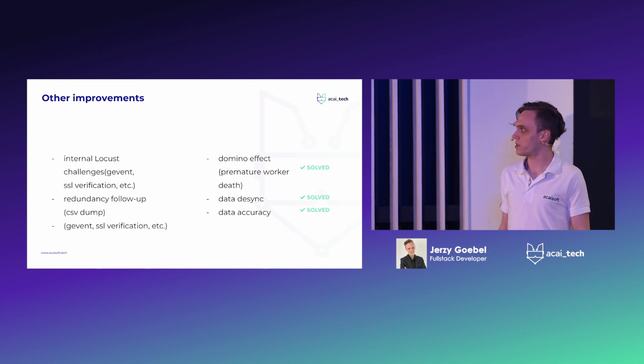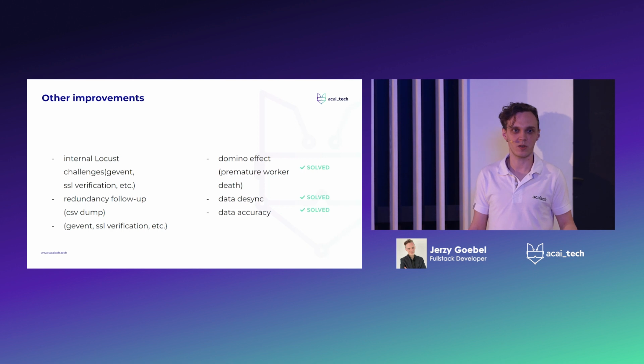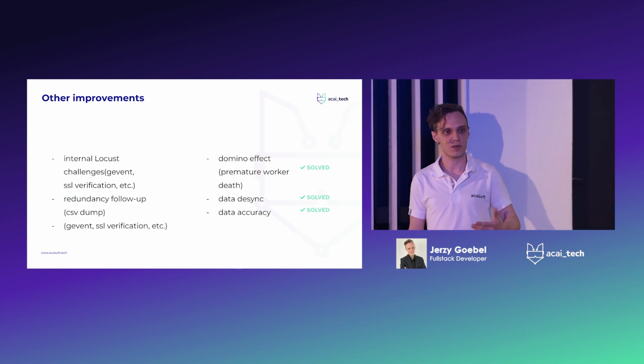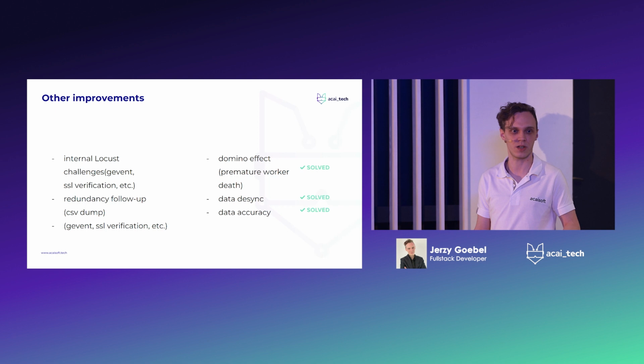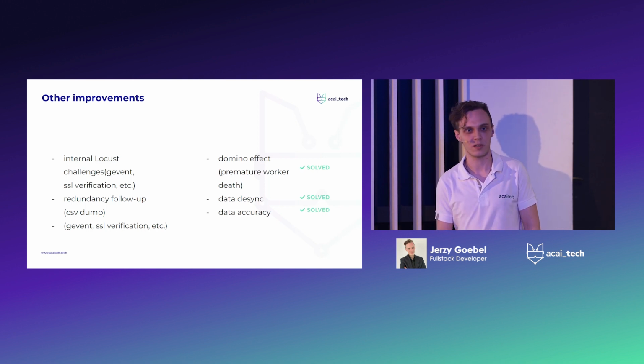So, first of all, internal Locust challenges. As I said, gevent, but on top of that, SSL verification. We noticed that we cannot just run the same tests against servers and applications that are hosted with SSL verification. If we change the host to be HTTP instead of HTTPS, then everything was fine. But if we did it the other way, then the whole structure was toppling down because of how Locust is handling the SSL verification. We need to work our way around that. Also, the redundancy follow-up, there is the CSV dump in the parentheses.